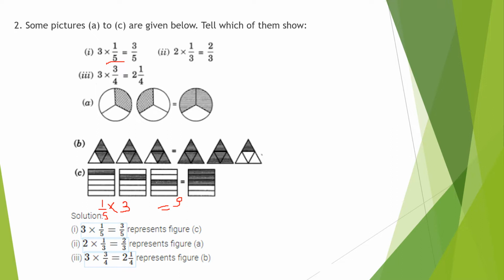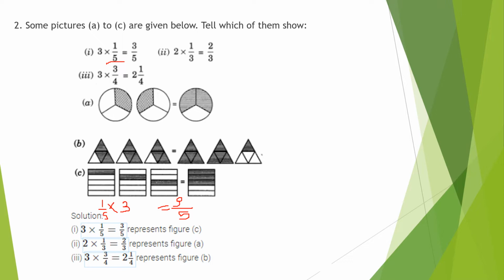So the answer of the first one, that is 3 into 1 by 5 equal to 3 by 5, represents the figure C. In the same way, 2 into 1 by 3. Here the circles are divided into 3 parts out of which one is colored. Such two circles are there. So 2 into 1 by 3 equal to 2 by 3. The pictorial representation shows the figure A.